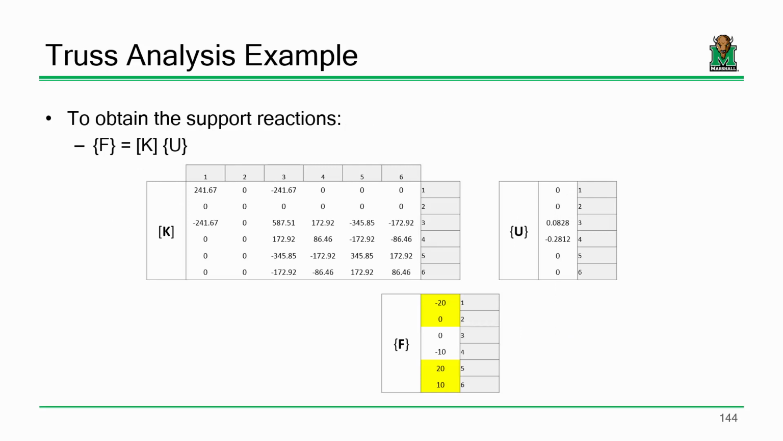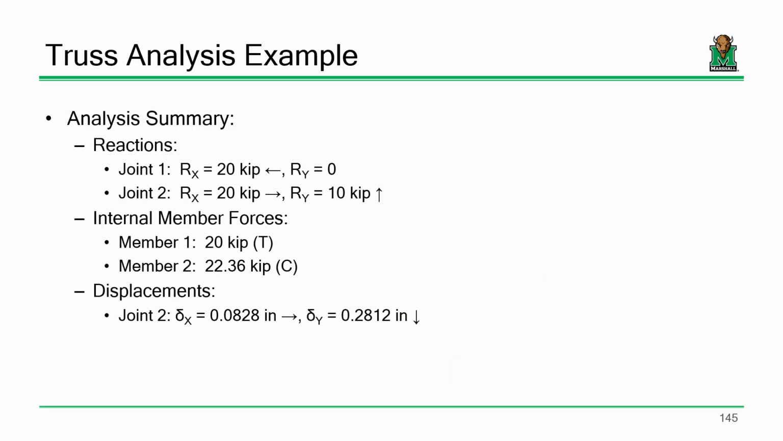Okay? We can also develop, we have our stiffness matrix for the whole thing. We have our displacement vector for the whole thing. Calculate a force vector for the whole thing. The values that are highlighted are the ones that we didn't know before, and those just happen to be the support reactions. So there's a nice, neat little summary of the whole problem.